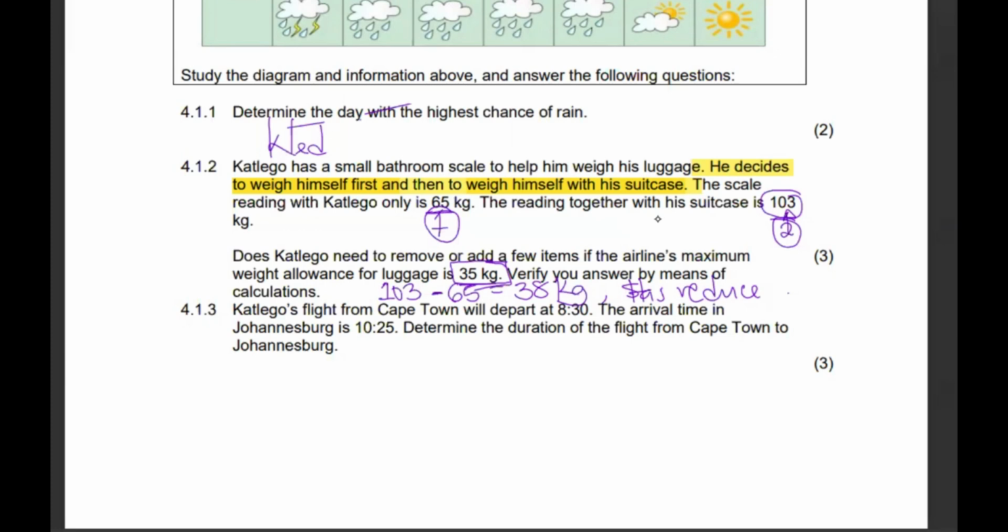Katlego's flight from Cape Town will depart at 8:30. The arrival time in Johannesburg will be 10:25. Determine the duration. Remember, duration is always the end time minus the time the activity started. So 10:25 minus 8:30. Here we end up with 1 hour, 55 minutes. So the duration will be 1 hour, 55 minutes.